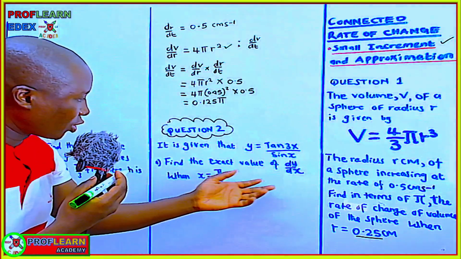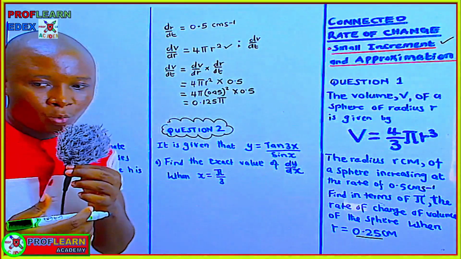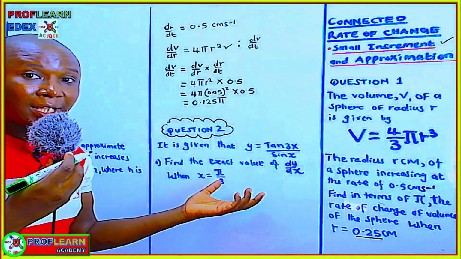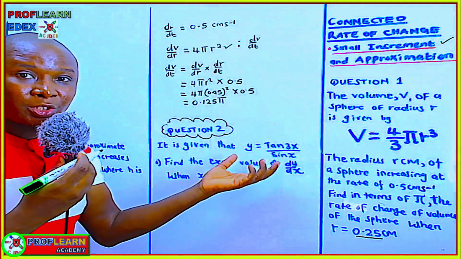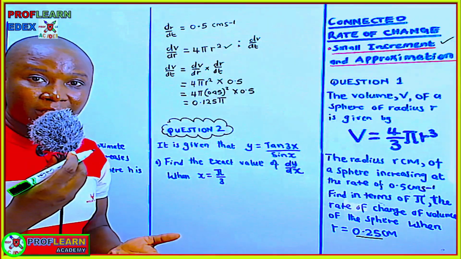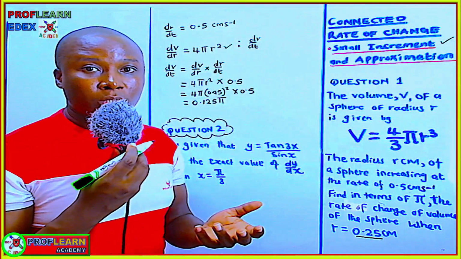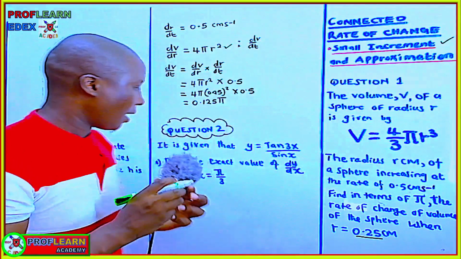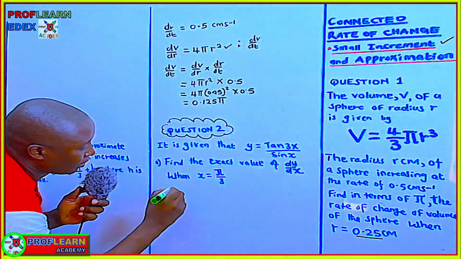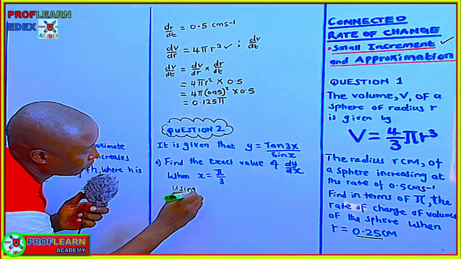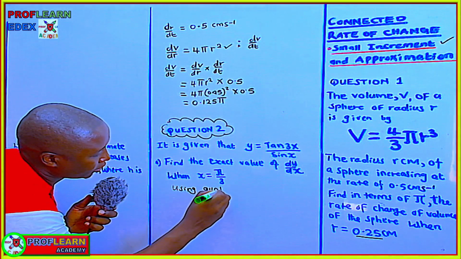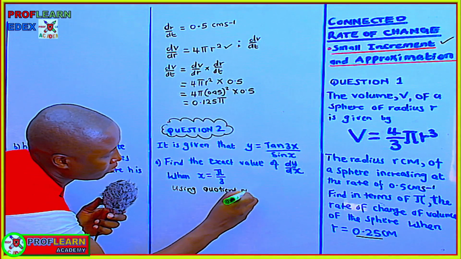So meaning we need to differentiate this, and whenever you have an expression like this, you can see this expression is two functions which are divided, so we can use what we call the quotient rule. And from the quotient rule, you can say, using quotient rule.